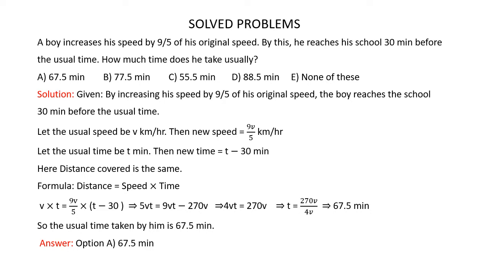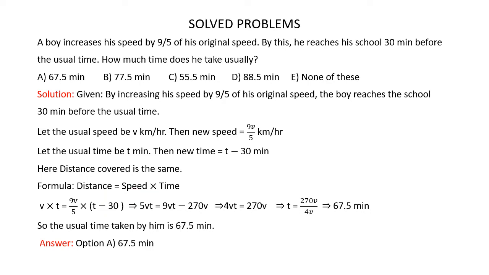Now we are asked to find how much time does he take usually. So let's assume that the usual time is t minutes. Now it's given that with the new speed, the boy reaches the school 30 minutes before the usual time. So if usual time is t minutes, then the new time is t minus 30 minutes. Now here the distance covered is the same. We know that the formula for distance is speed multiplied by time.